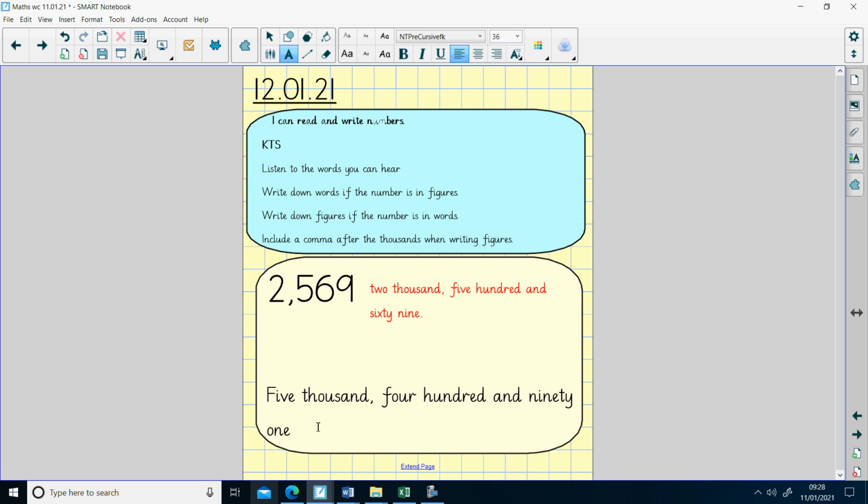2,569. Now I've got to write this number in figures. 5,491. Remember, I don't add any extra zeros. I just write the numbers that I hear.